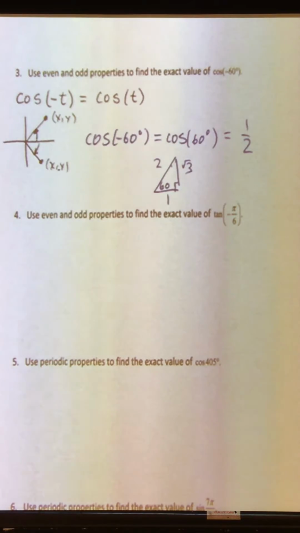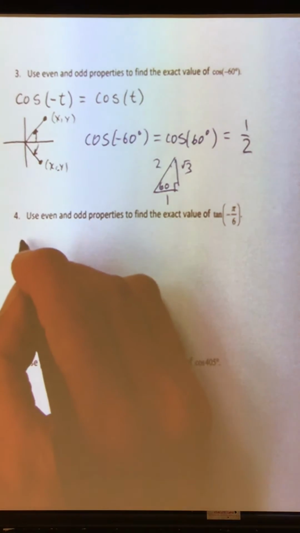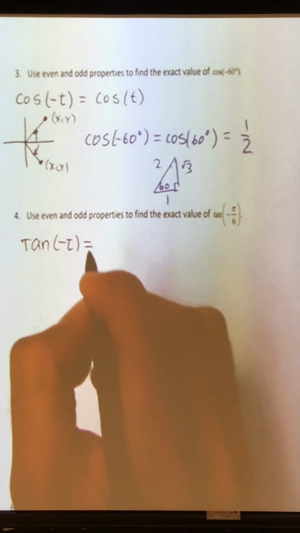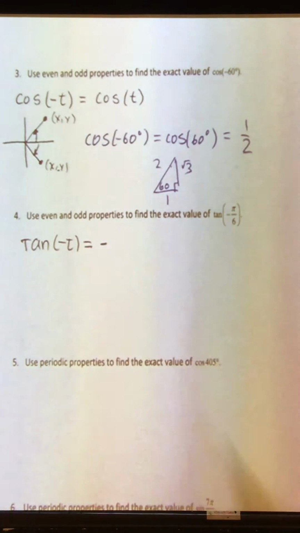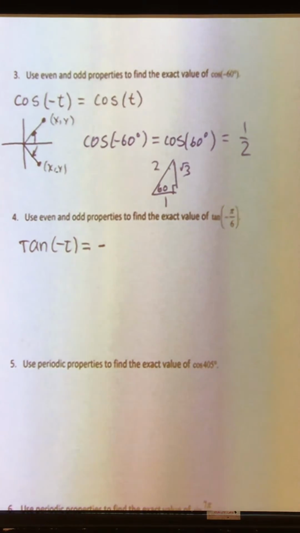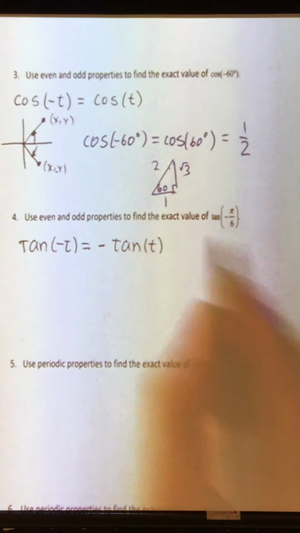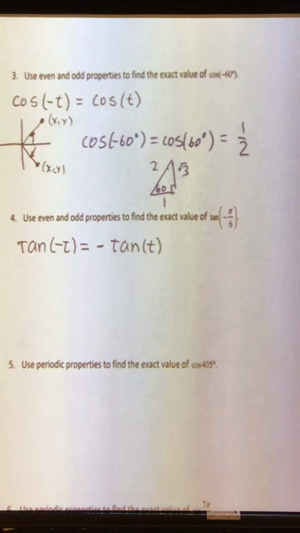Use even and odd properties to find the exact value of the tangent. The tangent function is an odd function. Odd property means that the tangent of the negative angle works out to be the same answer but with the opposite sign, so the negative of the tangent of the positive angle. That means odd property.